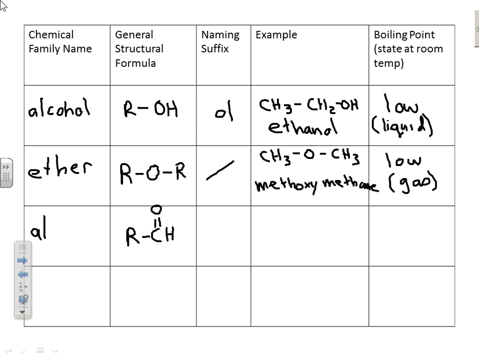And I'm going to go back and check my spelling so I don't screw it up. Aldehyde. And I need an E on the end of it. An aldehyde. Okay? And this gets a suffix of al. Al.